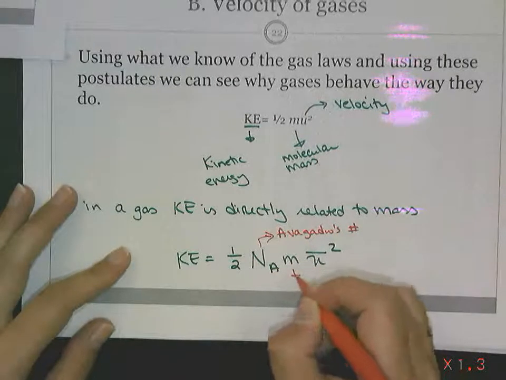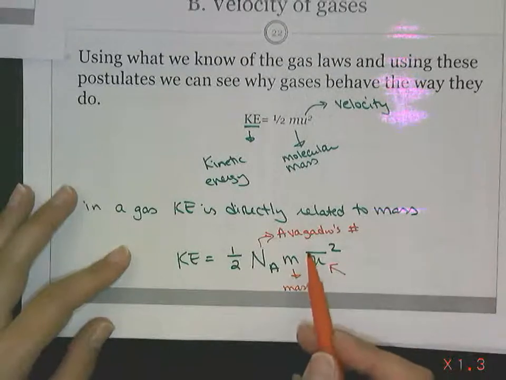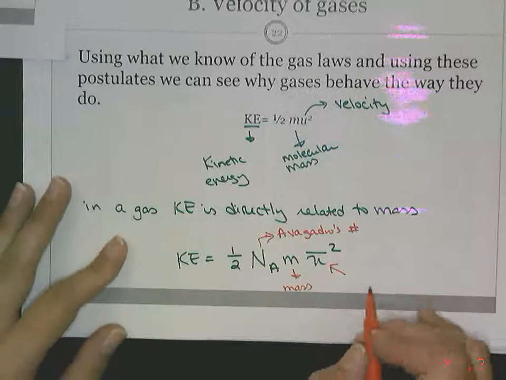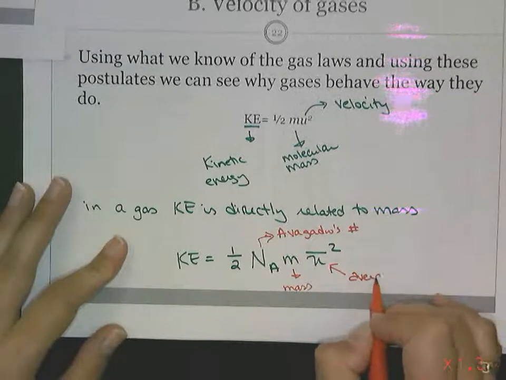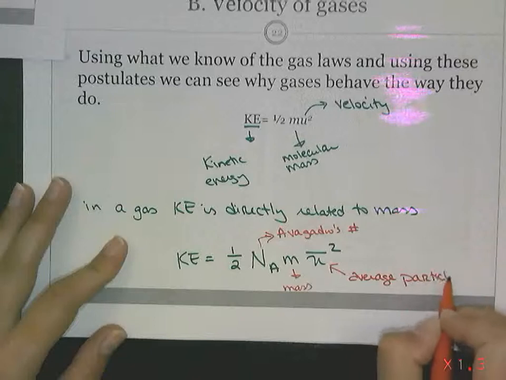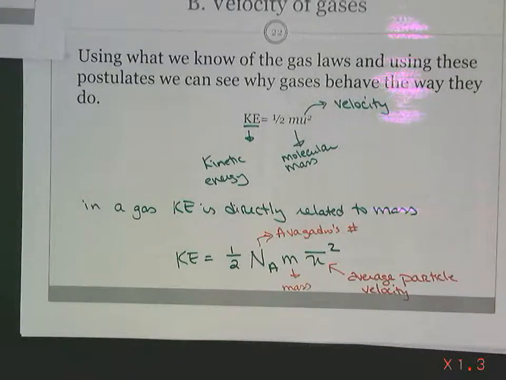This is just regular mass. And now this U with a bar and a square. So bar means average. So that's the average particle velocity. So this was just regular velocity squared. This is now saying an average of all the molecules.